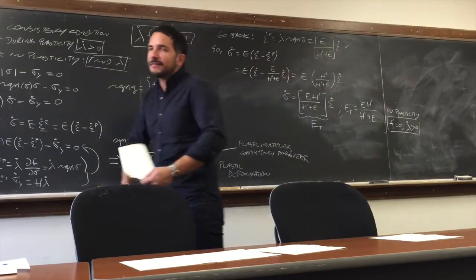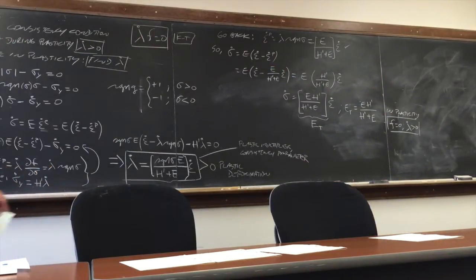In the elastic regime, when F is less than 0, you don't care about E_T because E_T is equal to what? When F is less than 0 and lambda dot is equal to 0, what is E_T? Just E. It's trivial.